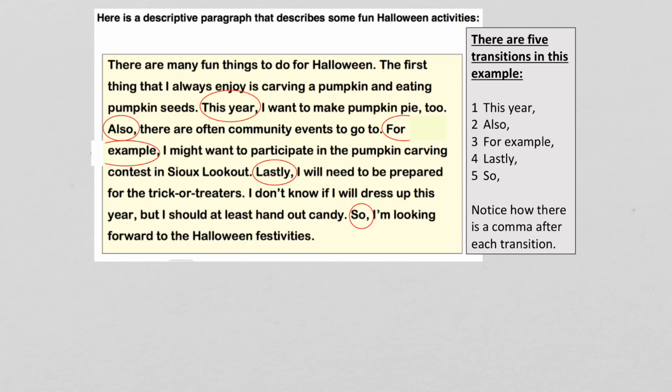Let me just read it out. There are many fun things to do for Halloween. The first thing that I always enjoy is carving a pumpkin and eating pumpkin seeds. This year, I want to make pumpkin pie, too. Also, there are often community events to go to. For example, I might want to participate in the pumpkin carving contest in Sioux Lookout. Lastly, I will need to be prepared for the trick-or-treaters. I don't know if I will dress up this year, but I should at least hand out candy. So I'm looking forward to the Halloween festivities.